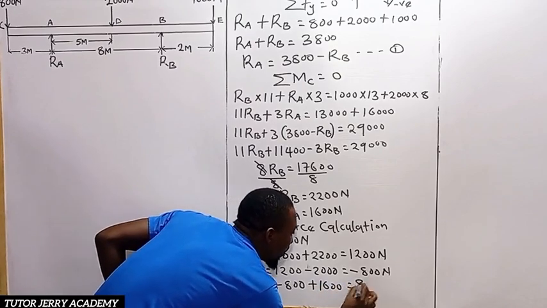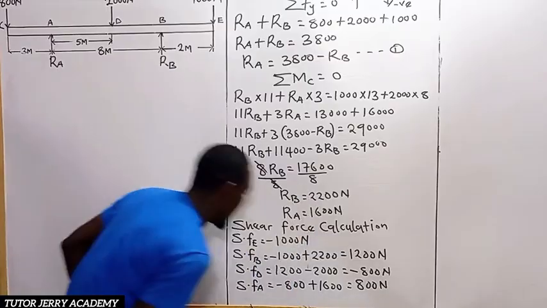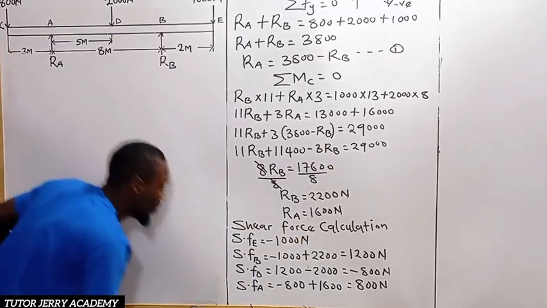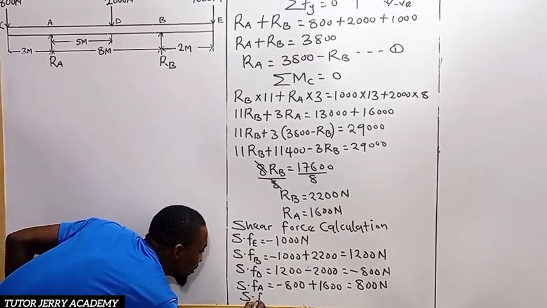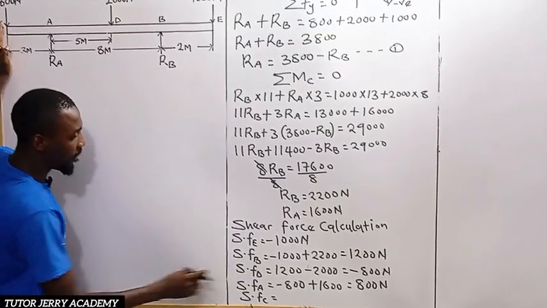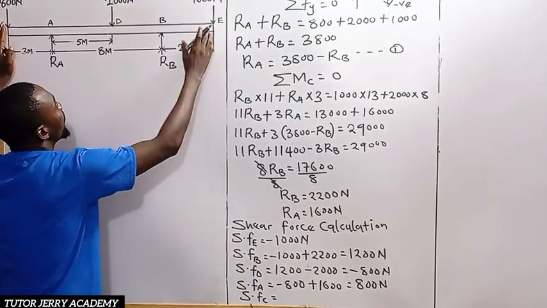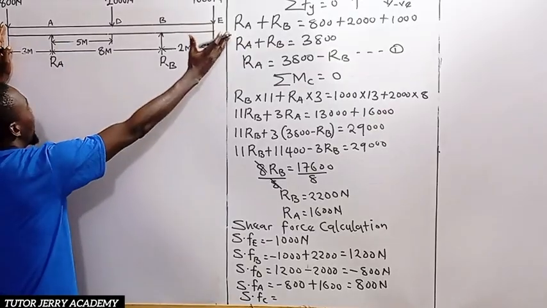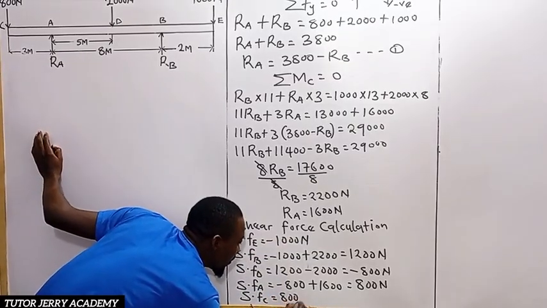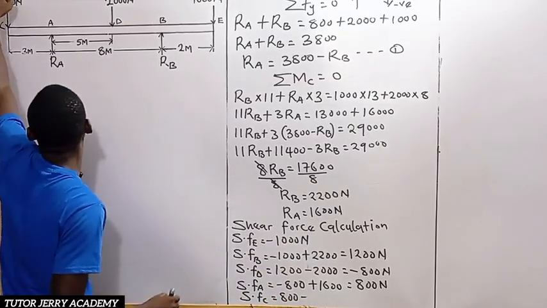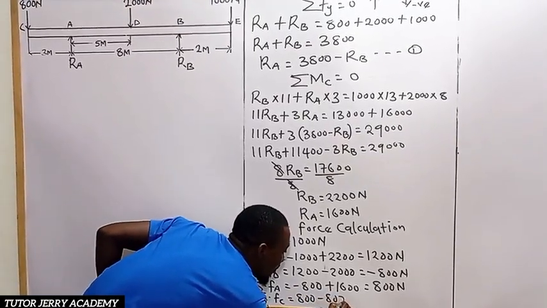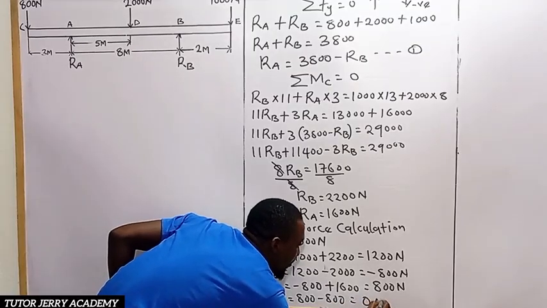So if we add that, we are going to have 800 Newton. Alright, so the last but not the least is the shear force at point C. Shear force at point C will be equal to, don't forget, we are going to have four forces, and we have added all their effects, which is 800. And I'm going to add the effect of the downward force, that is minus 800. So this is going to be 0 Newton.